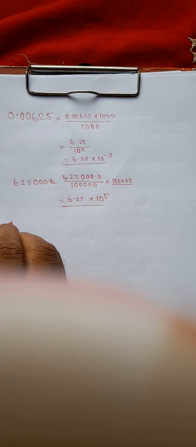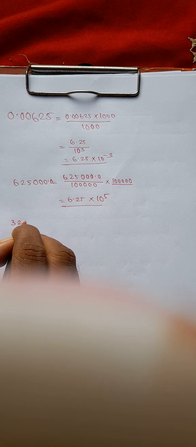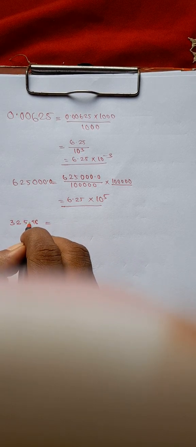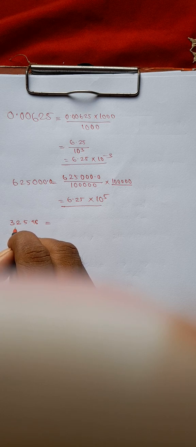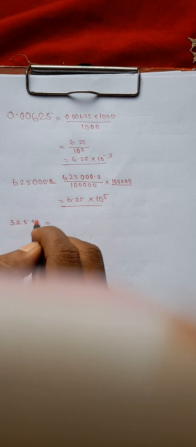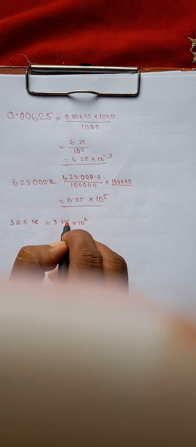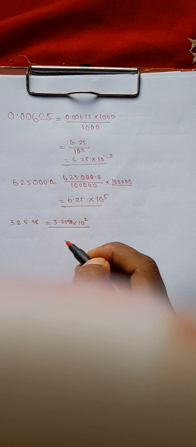Say for example 325.98. How will you express it in scientific method? We have to shift the decimal to the left side. When you are shifting the decimal to the left side, the power of 10 will be positive. You have to shift by 2 places, 10 to the power 2, and we get 3.2598 into 10 to the power 2. This is the scientific method.